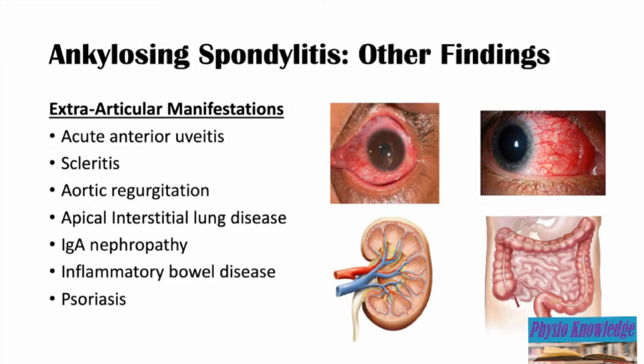So ankylosing spondylitis not only affects the spine and peripheral joints, but it can affect many other parts of the body as well due to its systemic inflammatory actions. These parts of the body can include the eyes, the aorta of the heart, the lungs, the kidneys, the gastrointestinal system, and even the skin in the form of psoriasis.